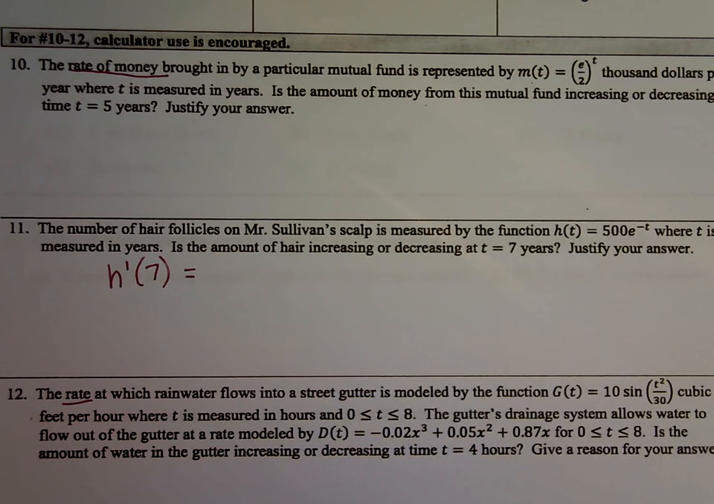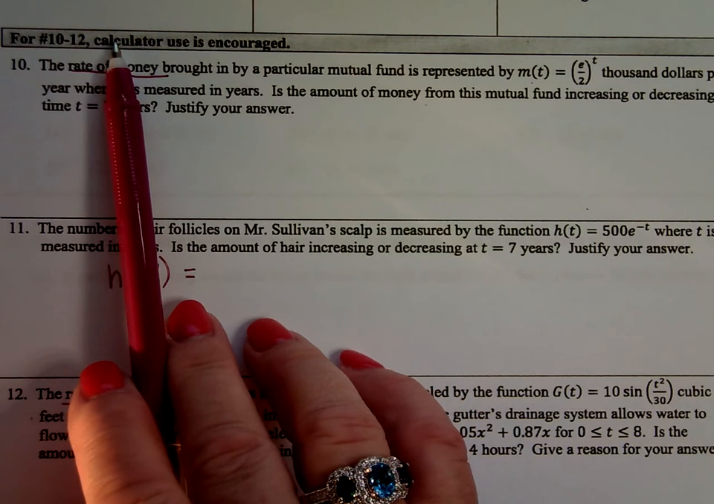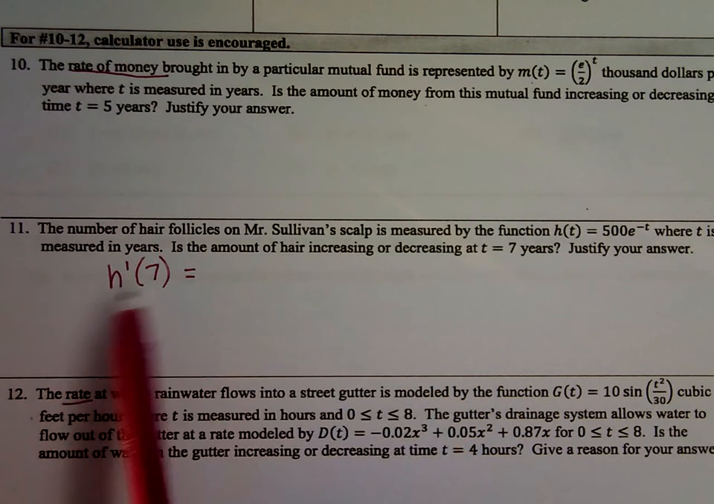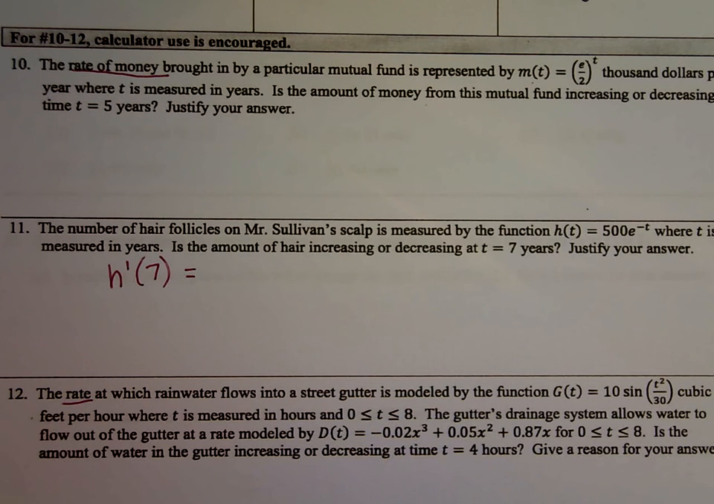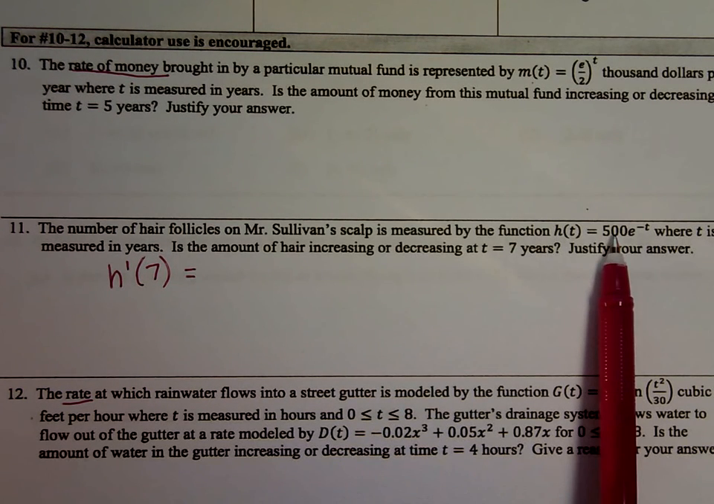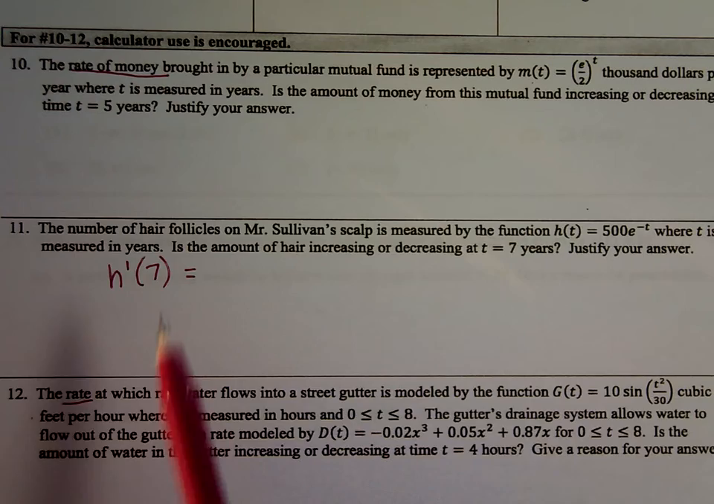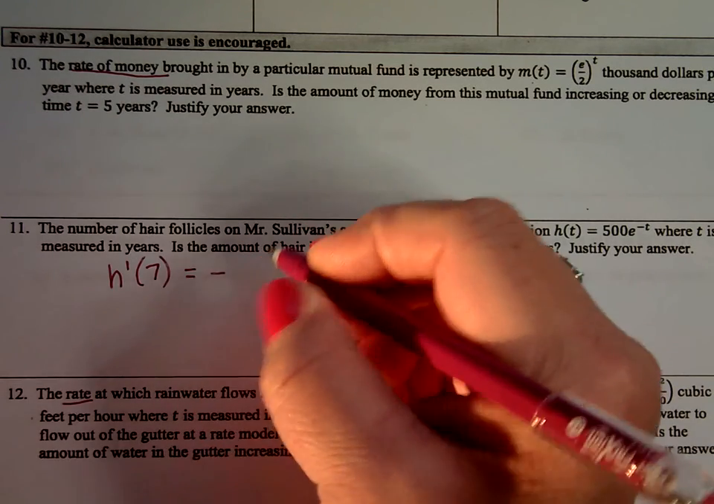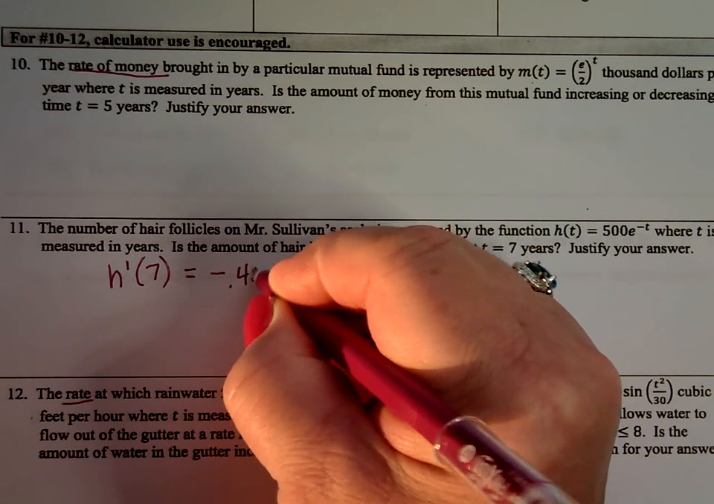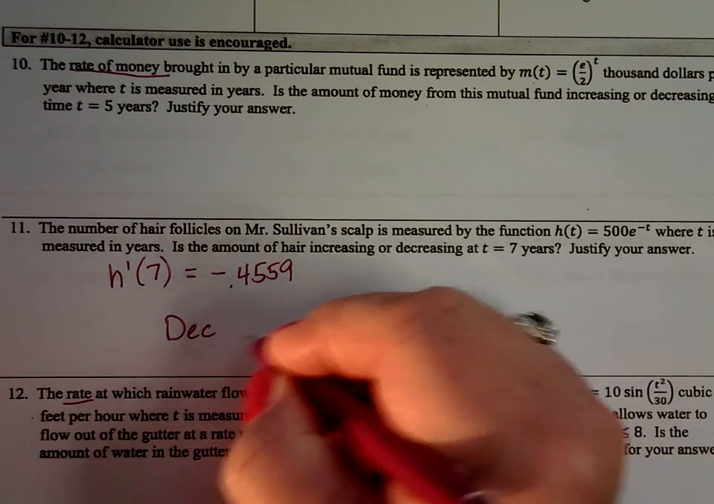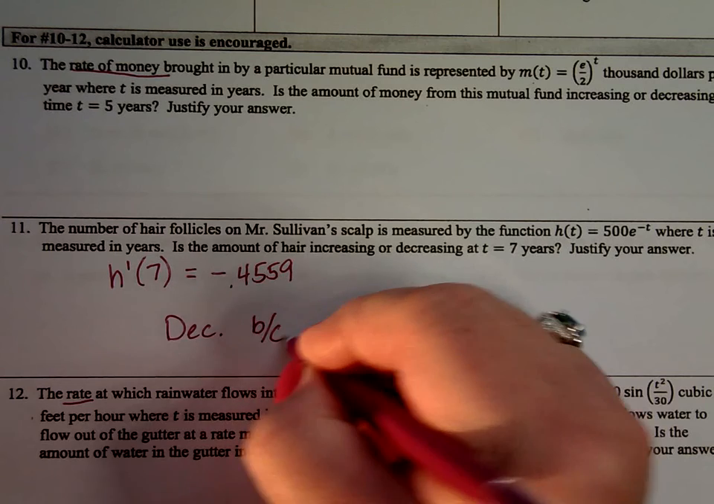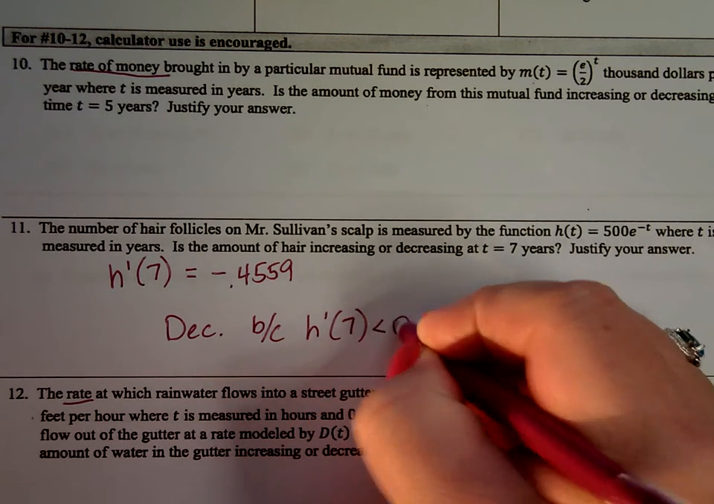Now watch your directions too. They said calculators used and encouraged. So we're going to go to our calculator. We're going to take the derivative of this and plug in a 7. A lot of you like to make a graph of it. Remember, if you go from the graph and then you F5 it on our 89 calculators, it'll let you plug in what the x value is you're concerned about and then tell you. But however you want, you can do it in the home menu too. You get negative 0.4559. It's a negative value, therefore we know it's decreasing. Decreasing because h prime of 7 is less than 0.